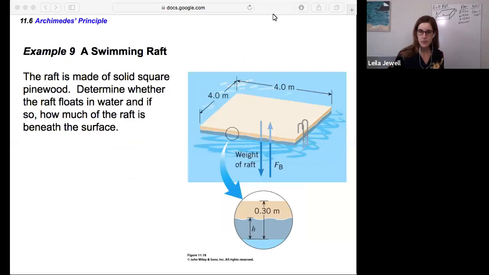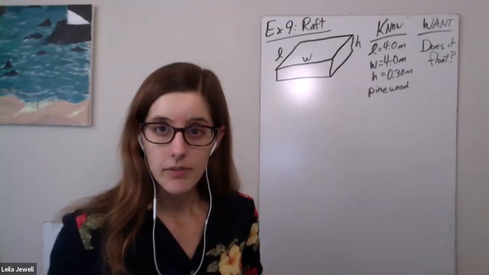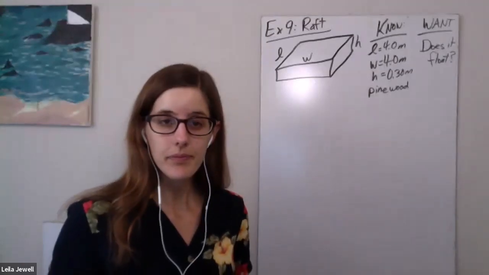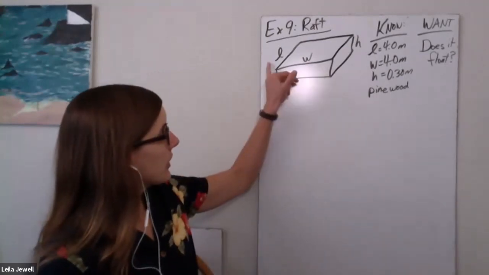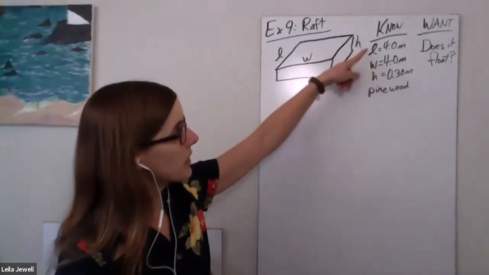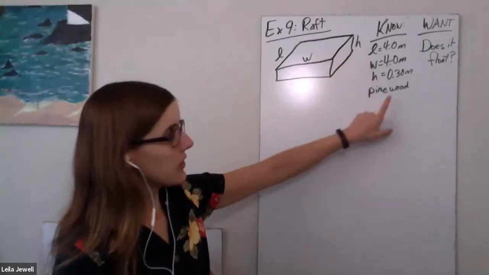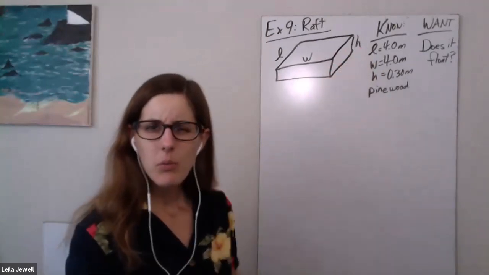So they give us this nice picture here that shows the dimensions of the raft, the length, the width, as well as the overall height or thickness of the raft, right? This is 0.30 meters. And so I tried to transcribe that up here. I'll stop the share so that you can see a little more. Here we go. So I drew my raft, the length, the width, the height, and I wrote down those dimensions. I also noted it's pine wood, which, what does that tell us?